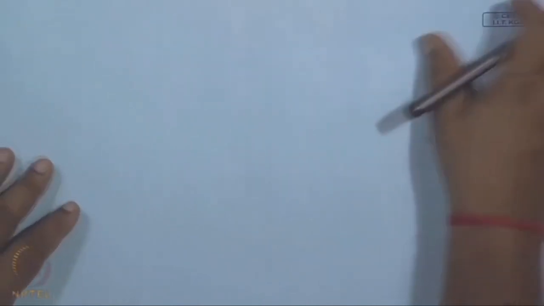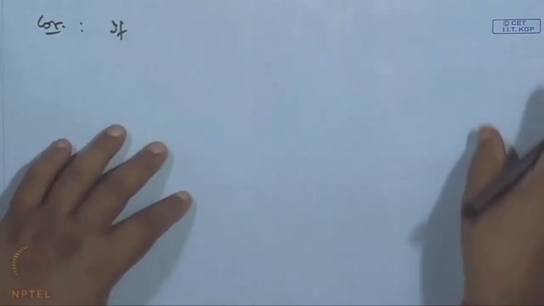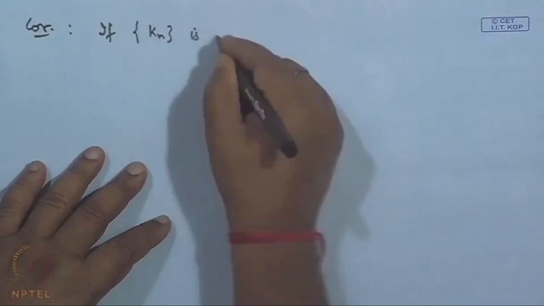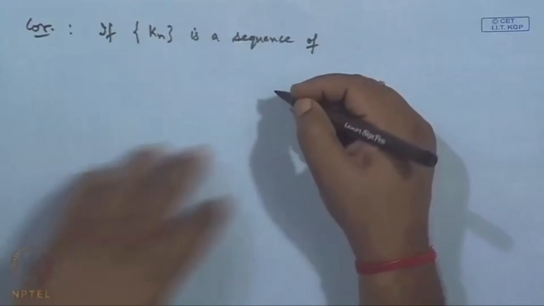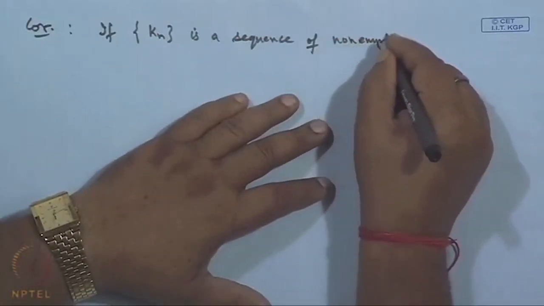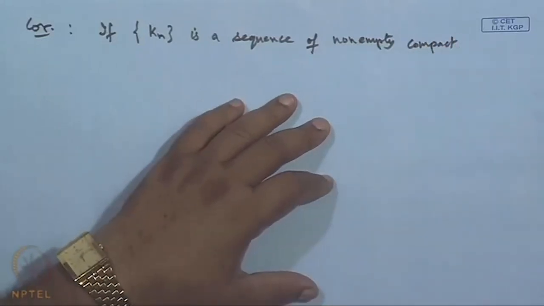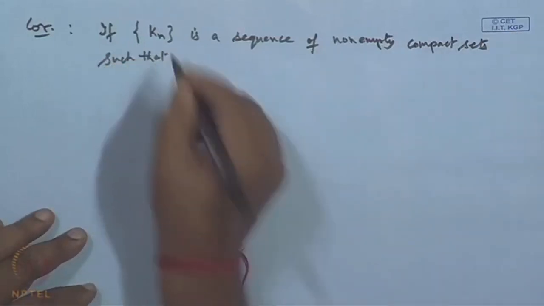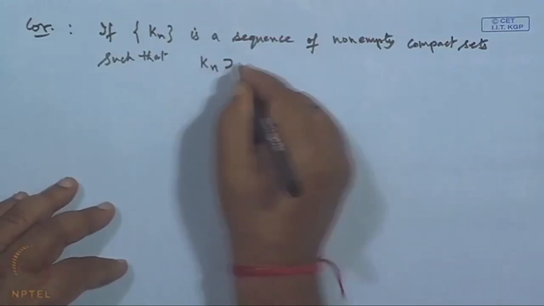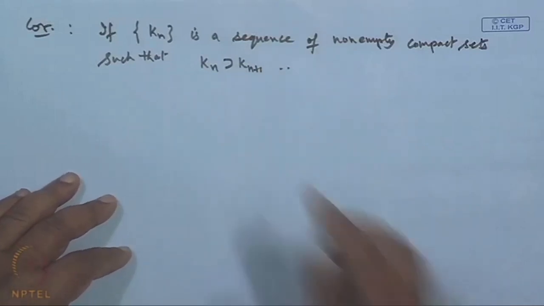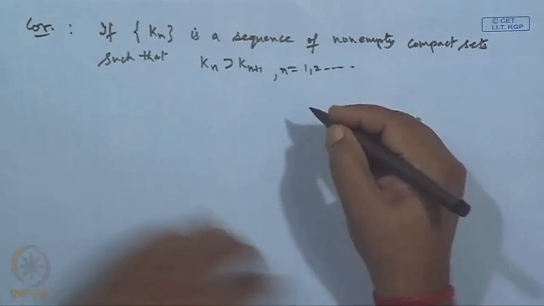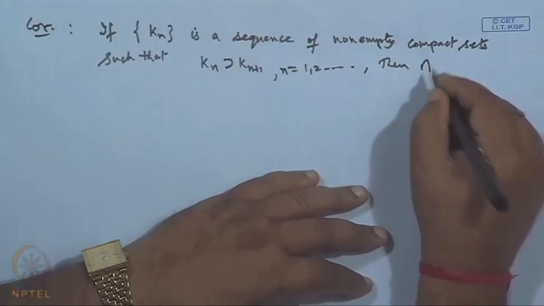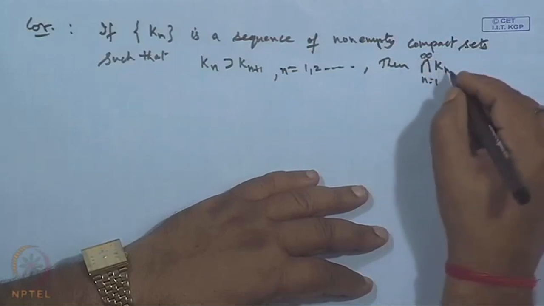Okay. Now, a consequence of this is the following result. As a corollary: if Kn is a sequence of non-empty compact sets such that Kn contains Kn plus 1 and so on, where n is 1, 2, 3 and so on, then the countable intersection of Kn, from 1 to infinity, is not empty.